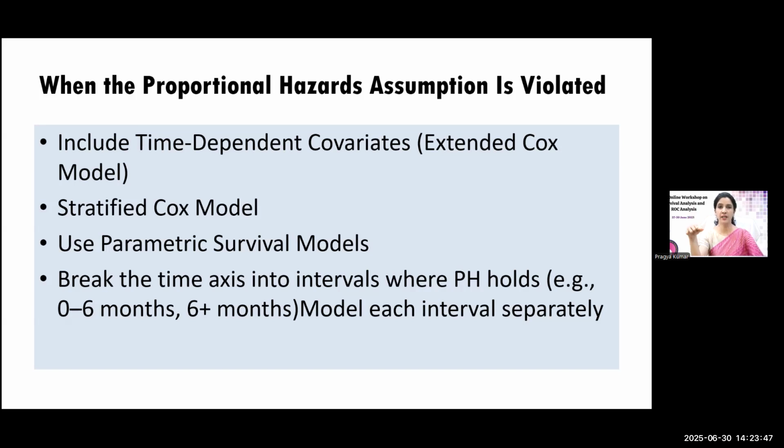Generally you can stratify on the basis of a categorical variable. Suppose smoking status, or let's say in this example, mother's literacy status. If it is not going by the assumption of proportional hazard, then you can stratify. That means you fit the model separately for those two groups, or you can go for the parametric survival model like I was talking about, or again you can break the axis into intervals.